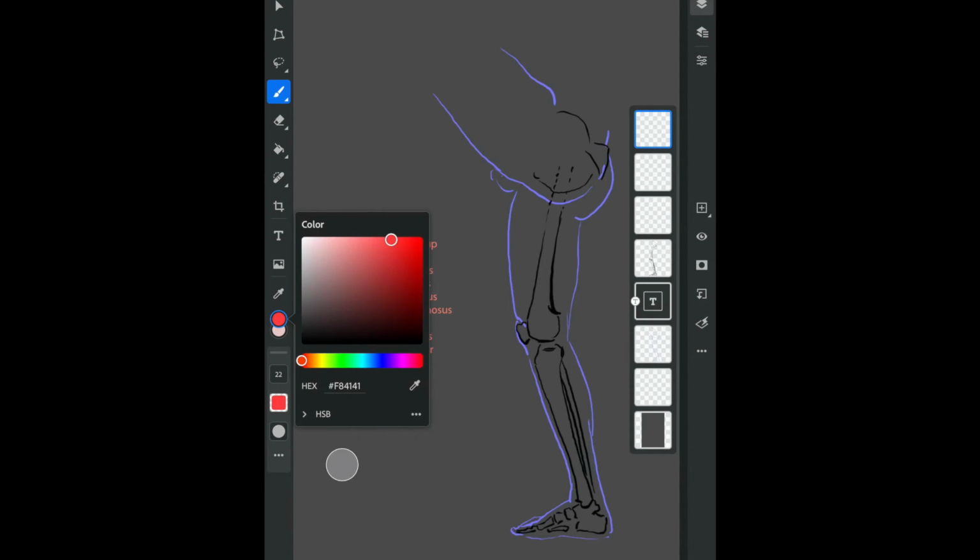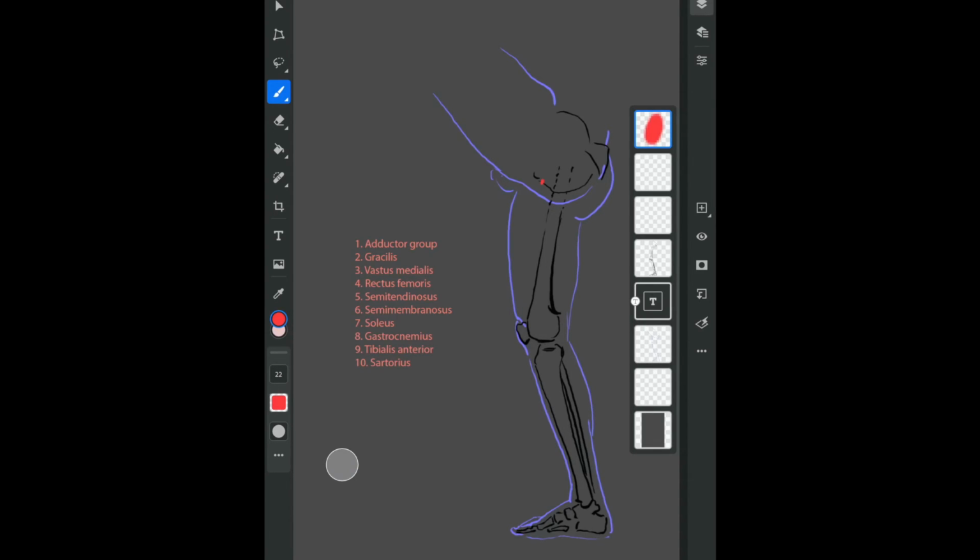Okay, so let's start off with our adductor group, which is going to start at the pubic bone and run all the way along the length of the femur, running this way. Our adductor group, so that's going to be number 1 here, like this. Okay, let's skip the gracilis for a second, and let's go directly into the vastus medialis.